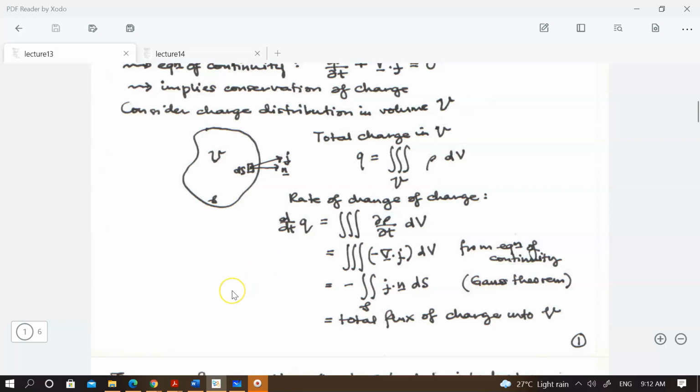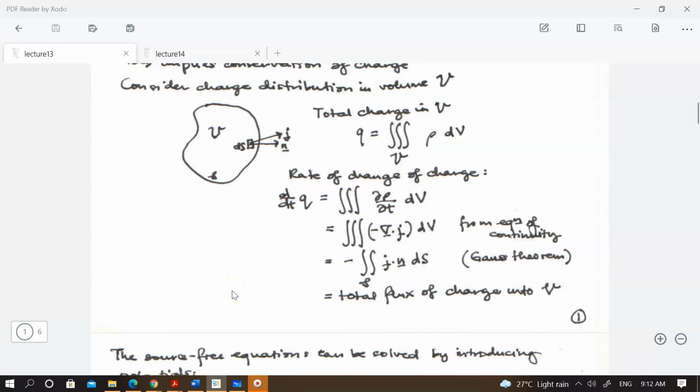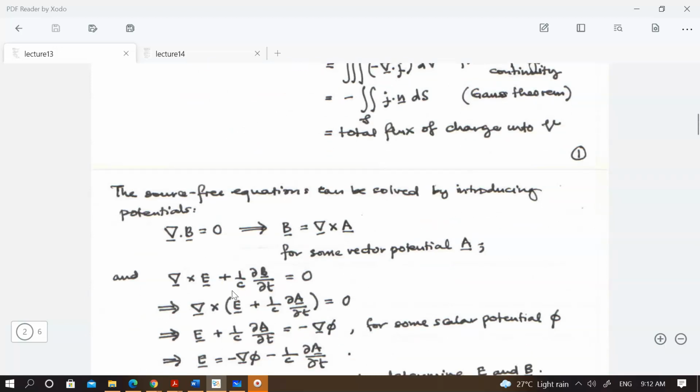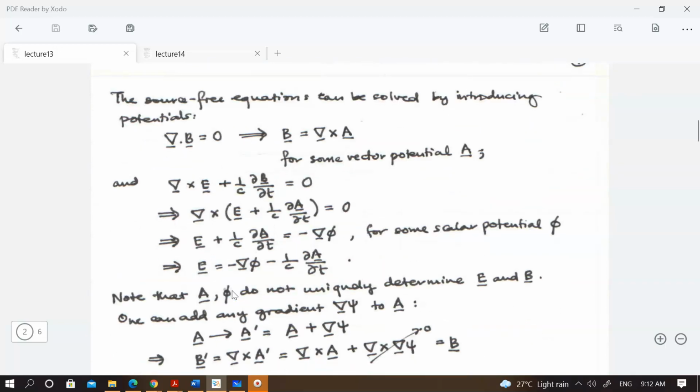Okay, so today let's move on. Today what we're going to introduce is the idea of gauge potentials.